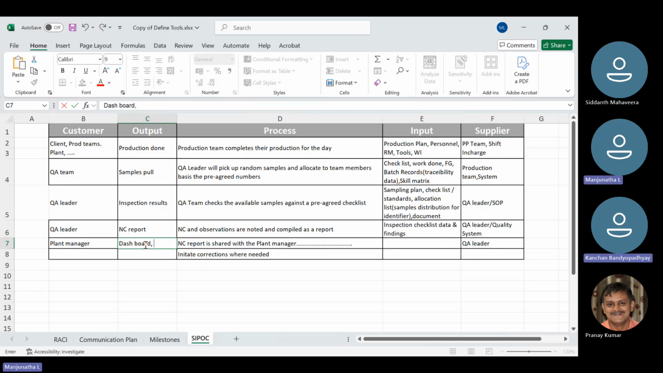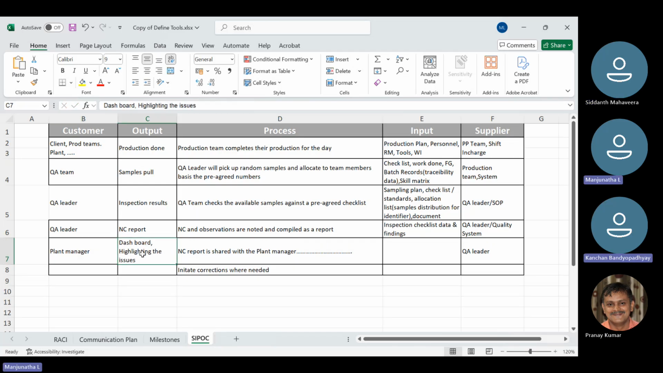And on the dashboard, you also highlight those issues. Yeah, highlighted issues, that's why I told. Also, we need to drive the corrective actions. Corrective actions would be my next step. Initiate corrective actions where needed. Yeah, that would be my next step, no?